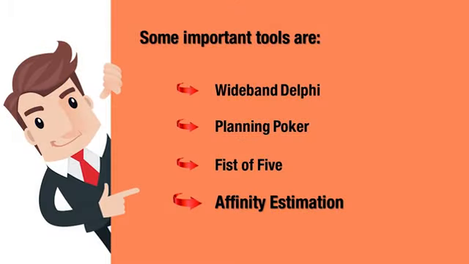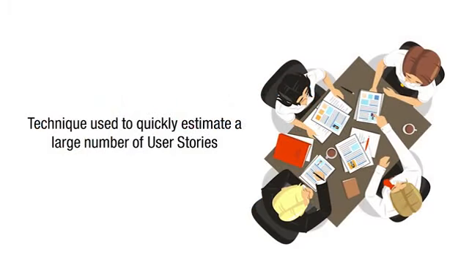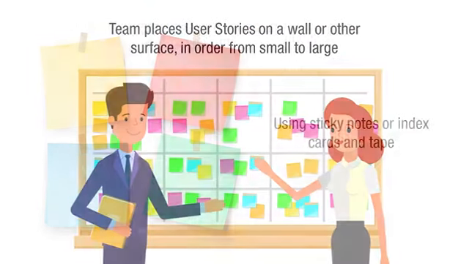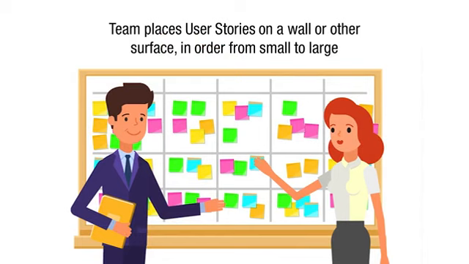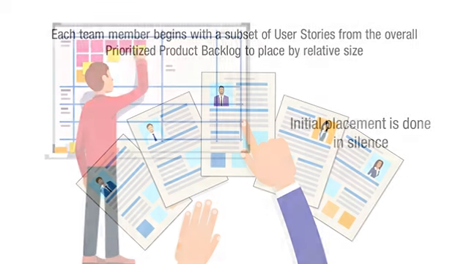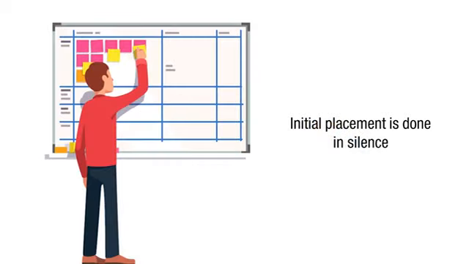The last technique is affinity estimation. It is a technique used to quickly estimate a large number of user stories. Using sticky notes or index cards and tape, the team places user stories on a wall or other surface in order from small to large. For this, each team member begins with a subset of user stories from the overall prioritized product backlog to place by relative size. This initial placement is done in silence.